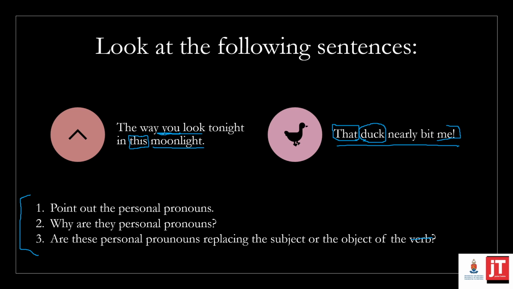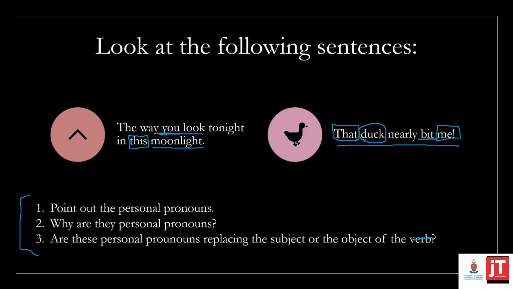Me. Me is the pronoun. Okay, instead of saying your name, that duck nearly bit Sipo, and you are Sipo, you said me, so you replaced that name, so that is the pronoun. Is it a personal pronoun? Yep, you are replacing somebody's name, a specific person's name, me. Okay, where's the verb? Bit, or nearly bit, should I say? Okay, bit is the verb, right?